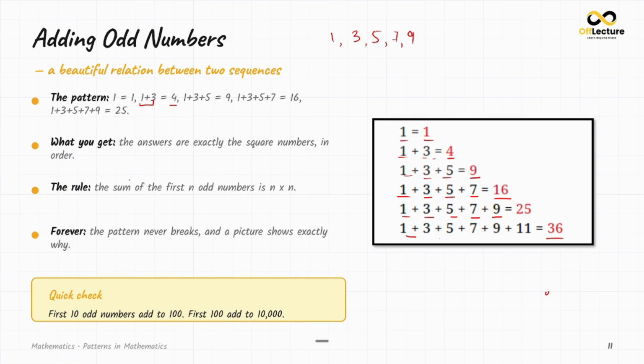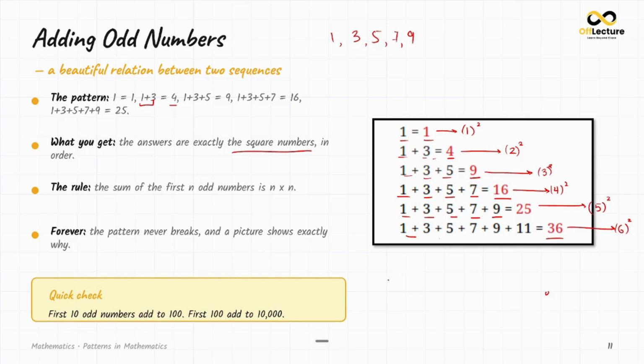So what are you getting? The answers are exactly the square numbers in order. That is, 1 is the square of 1, 4 is the result of 2 squared, 9 is the square of 3, 16 is the square of 4, 25 is the square of 5, and 36 is the square of 6.